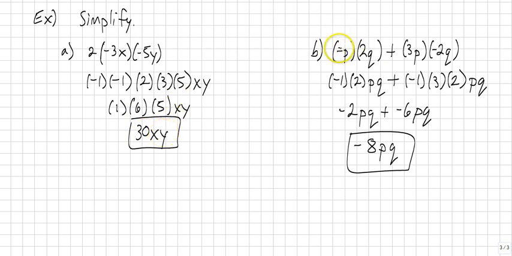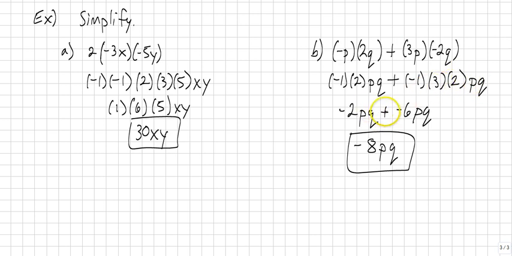On this other one, we have a negative, so let's think of that as a negative 1. And then we just have a negative 1 times 2 times p times q, so not really a lot to do there. We just end up with negative 2pq. On the other side of this addition symbol, we have one negative, so there'll be a negative 1, a 3 and a 2, which gives us 6, but it's negative, and then a p and a q just tagging along.